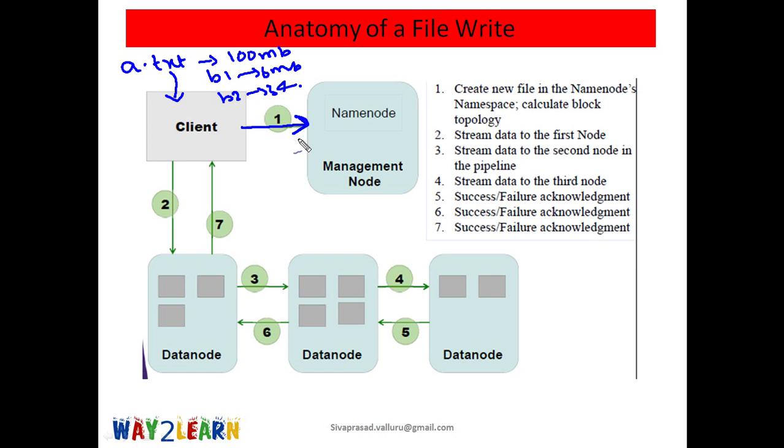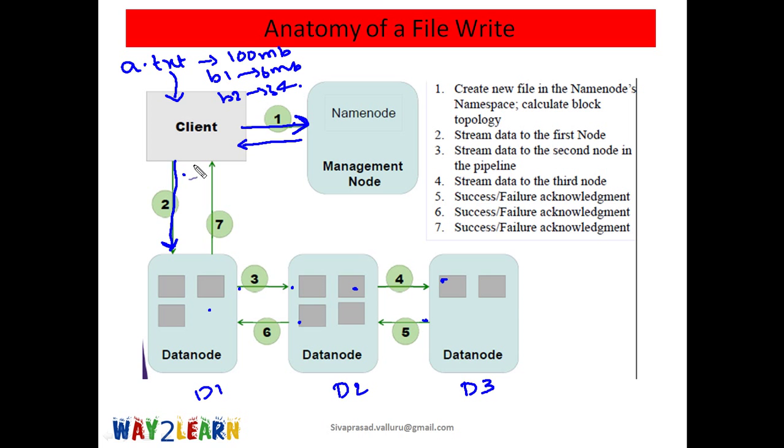NameNode responds to the client saying block 1 can be written in some data nodes like data node 1, data node 2 and data node 3. Now the client will write to the first node only, data node 1. Client will send packets to data node 1. Data node 1 will take responsibility to write the block to data node 2, and data node 2 will take the responsibility to write the data to data node 3. Then the acknowledgements will be sent back to the client.